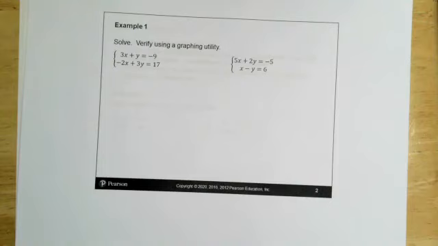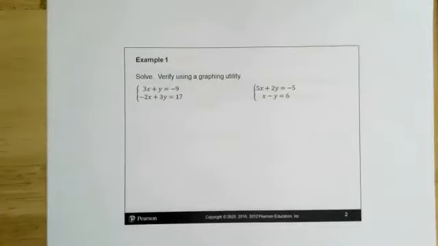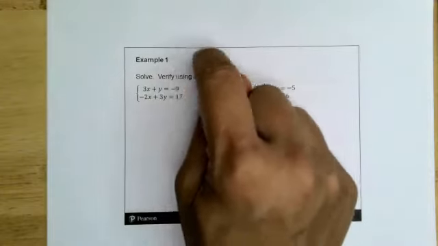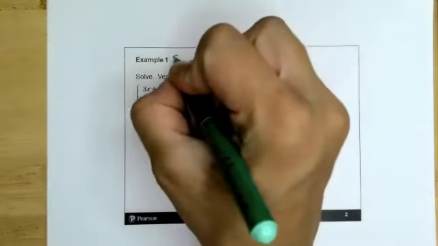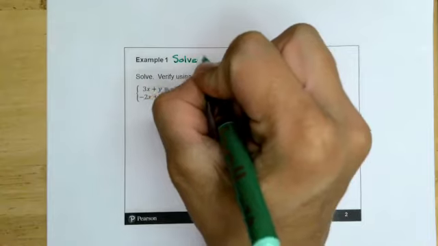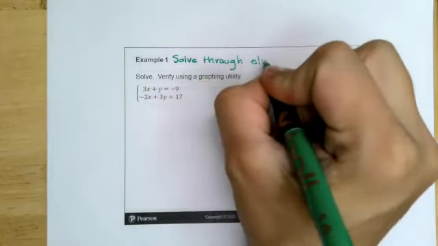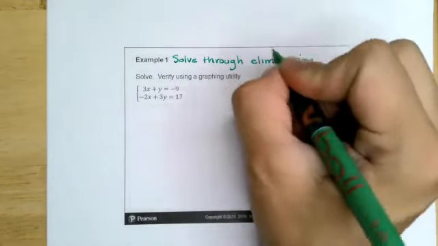So what we want to do is we want to solve. So those were the graphs. You can solve using the graph, where you look at the graph and where they cross is the solution, or you can solve by the elimination method. And elimination just means get rid of something, right?